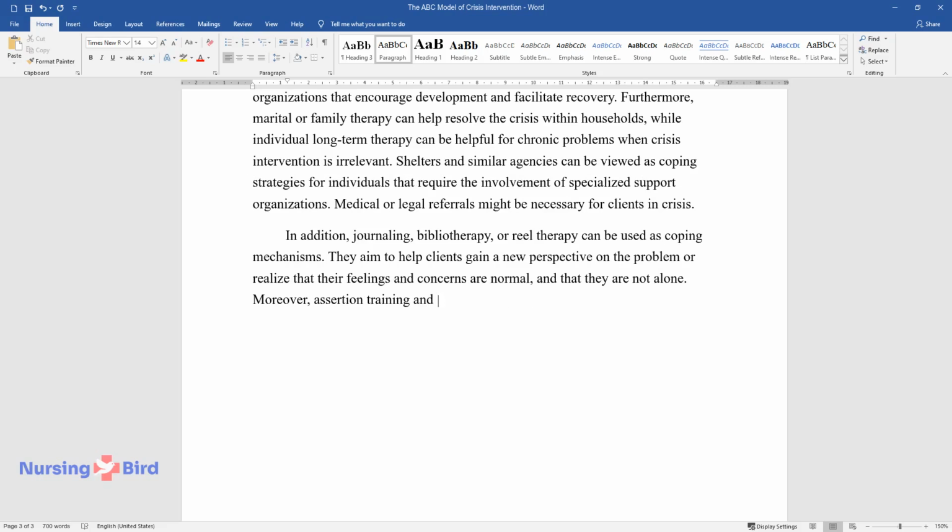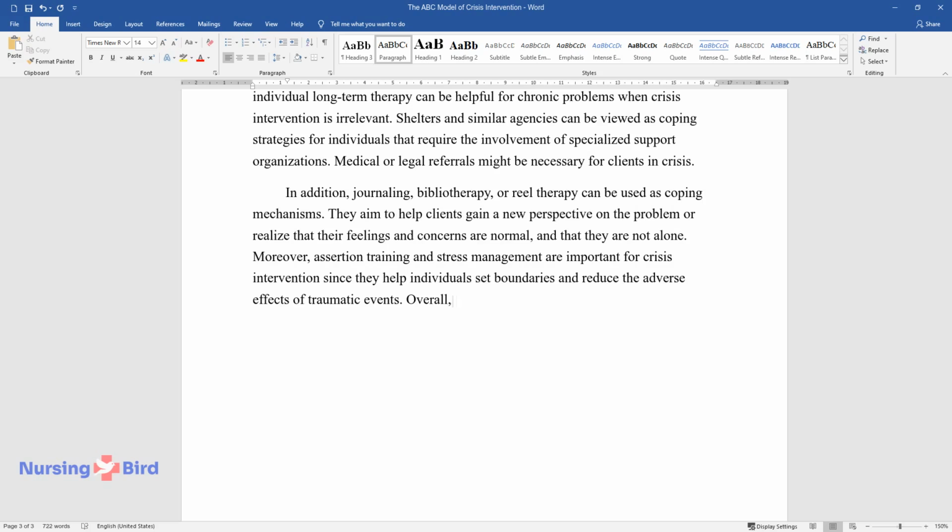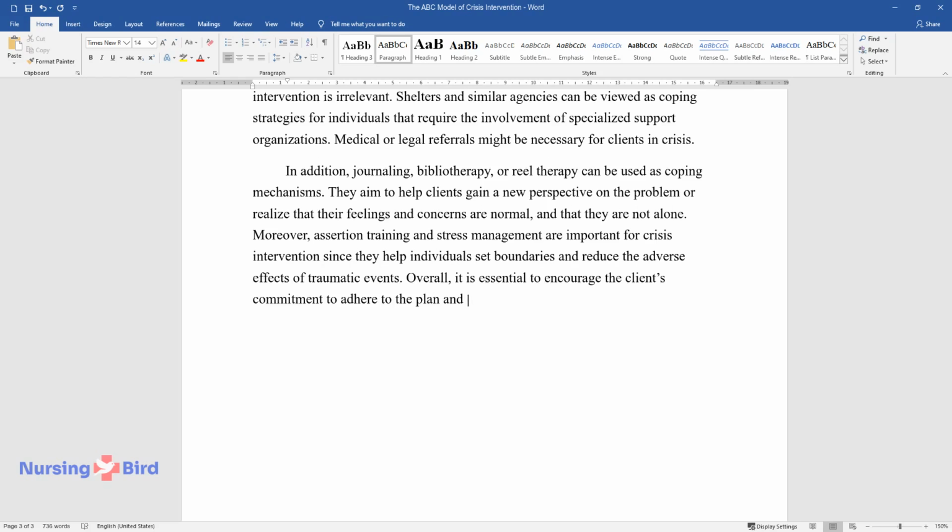Moreover, assertion training and stress management are important for crisis intervention since they help individuals set boundaries and reduce the adverse effects of traumatic events. Overall, it is essential to encourage the client's commitment to adhere to the plan and facilitate functionality.